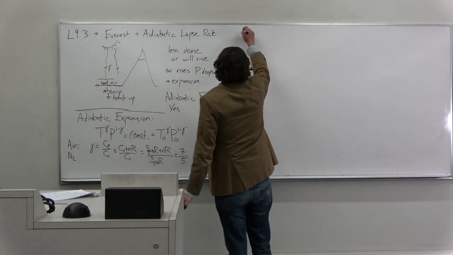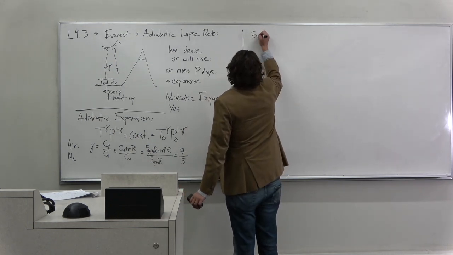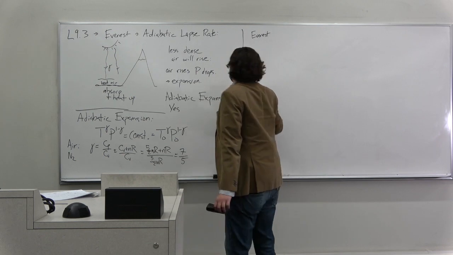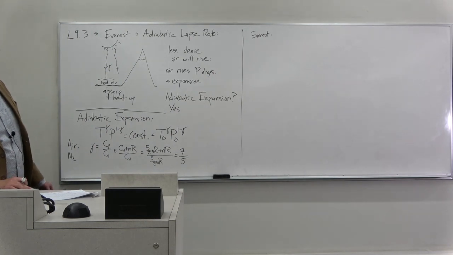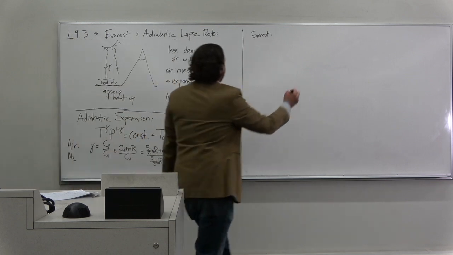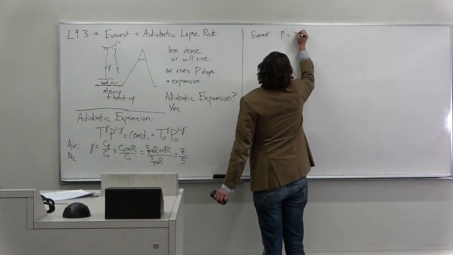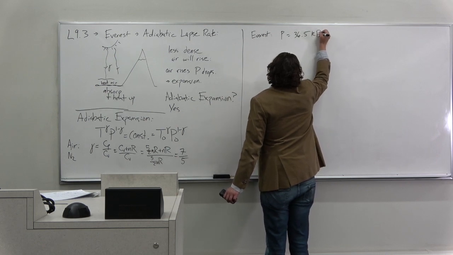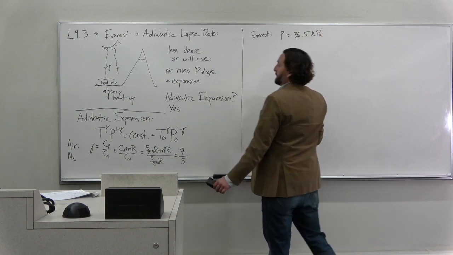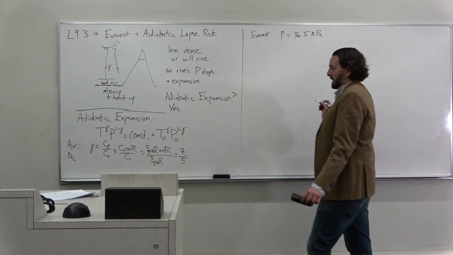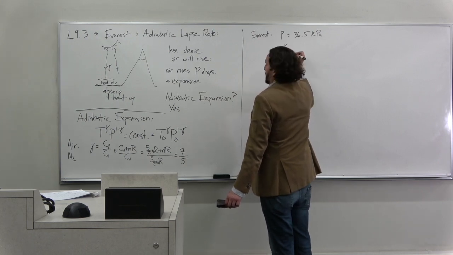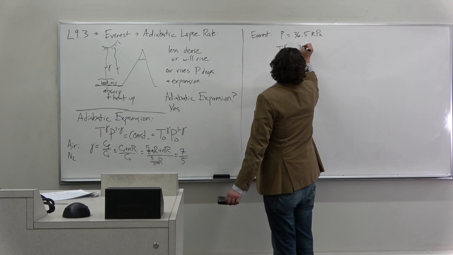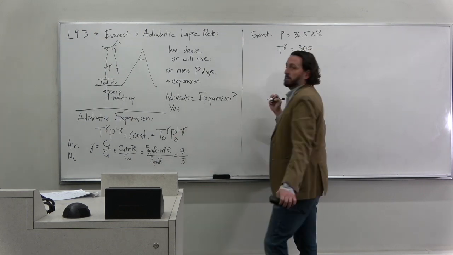Okay, so for Everest, what's the temperature? Well, last time we calculated the pressure. We calculated the pressure on Everest to be 36.5 kilopascals. So now we can calculate the temperature on the top of Everest. Okay, so we're going to say the temperature at sea level, we're going to call that 300.